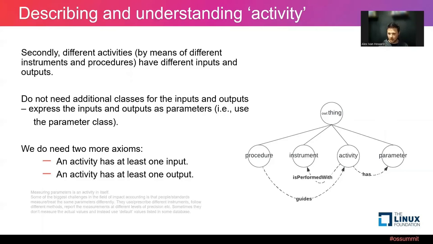So in the diagram on the right, you can see we have instrument and it is linked to activity by the axiom that an activity is performed with an instrument, and procedure is linked to activity by the axiom that a procedure guides an activity. An activity has parameters in forms of inputs and outputs.